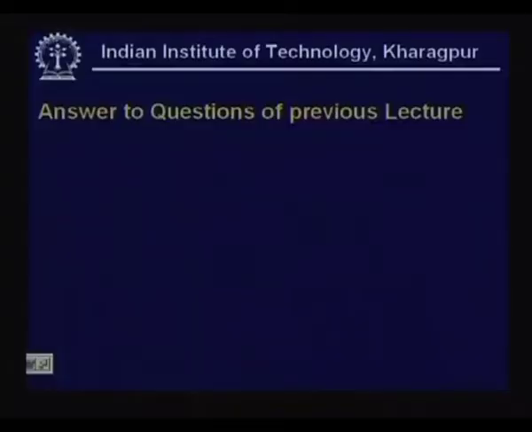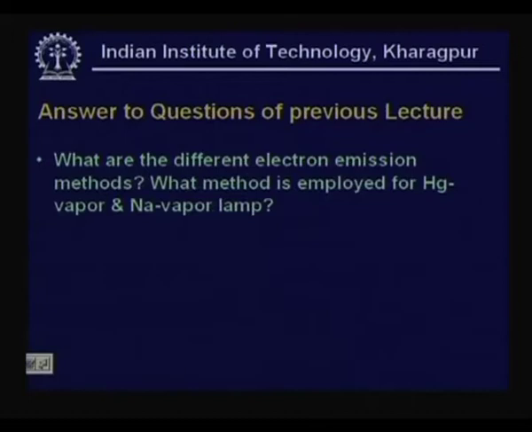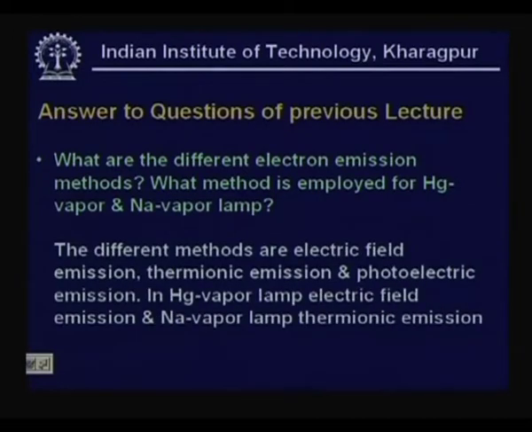Some of the answers to questions which we have already asked in a previous lecture on discharge lamps. What are the different electron emission methods? What method is employed for mercury vapor and sodium vapor lamp? The different methods are electric field emission, thermionic emission and photoelectric emission. As already told, electric field emission is by application of high field, thermionic is by preheating and photoelectric is by impinging. In mercury vapor lamp, electric field emission, and in sodium vapor lamp, thermionic emission is often used.